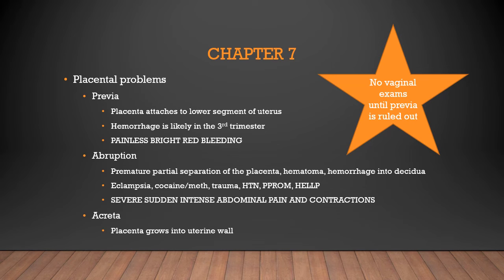So for you, it's going to be really important to observe for vaginal bleeding, any signs and symptoms of hemorrhagic shock, and then monitoring lab values like a CBC, platelets, and clotting studies to make sure that the person isn't getting worse.